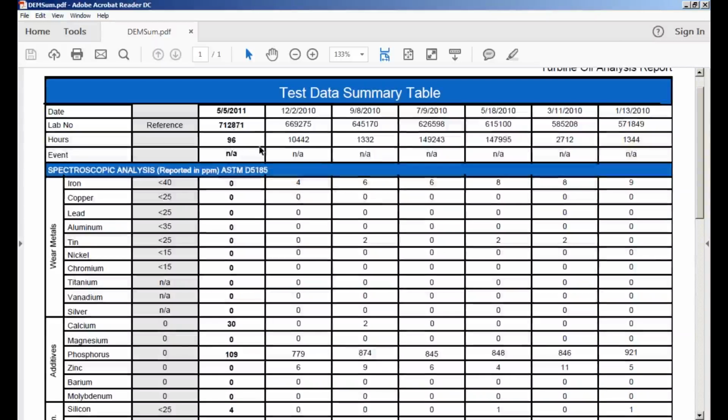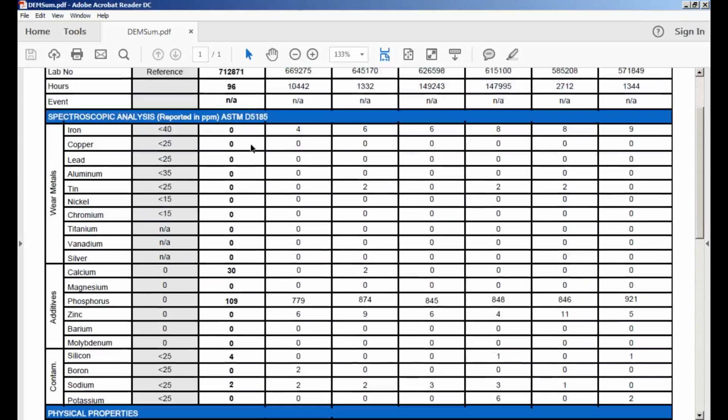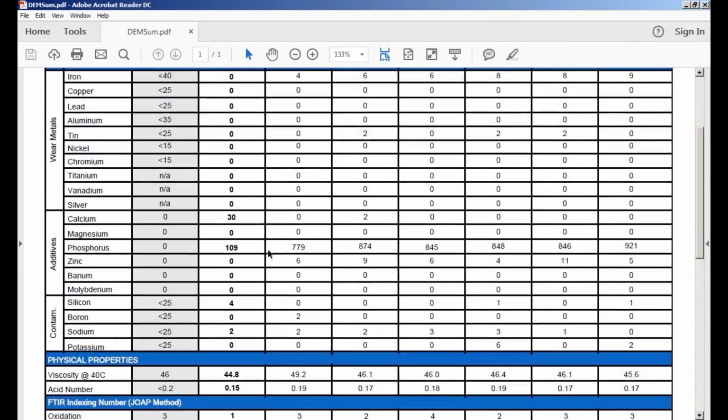So if we take a look at this one, it's kind of interesting because it appears that there's been a recent oil change. So this is at least indicating from the customer that this is a new charge of oil. And we can see on the elemental spectroscopy results, take a look at our phosphorus. We're at 109, where historically we've been in the 700, 800 range.